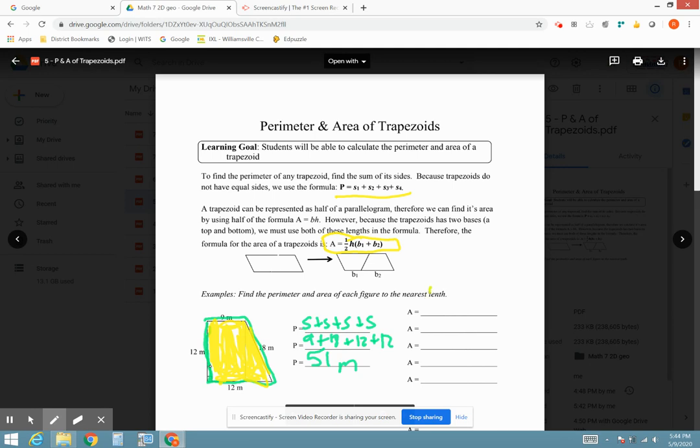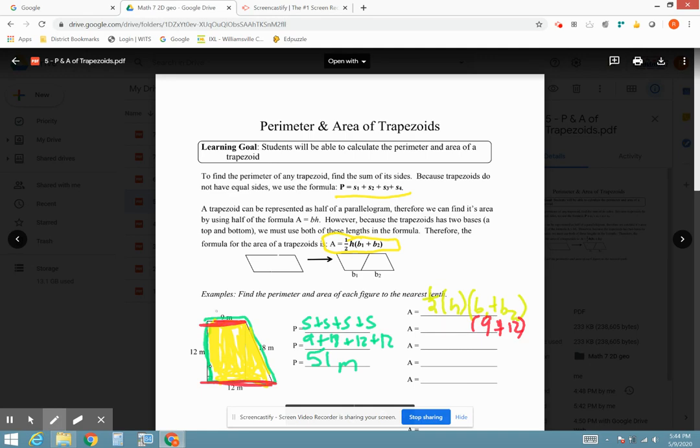area. 1/2 the height, base 1 plus base 2. Now, base 1 plus base 2, there's 2 bases or 2 flat pieces. This is a base and this is a base. So one of the bases is 9 and one of the bases is 12. It does not matter what order you put them in because 9 plus 12 and 12 plus 9 are the same thing. So since addition is commutative, the order that I put these in here doesn't matter as long as it's base 1 and base 2.